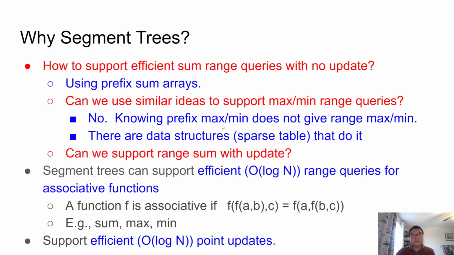Another nice thing that a segment tree supports is efficient point update. If you have an array and you want to update any individual element, we call that a point update, as opposed to a range update, when we want to update multiple elements. So a segment tree combines efficient range queries with efficient point updates. That's what it does. So how do we make that work?